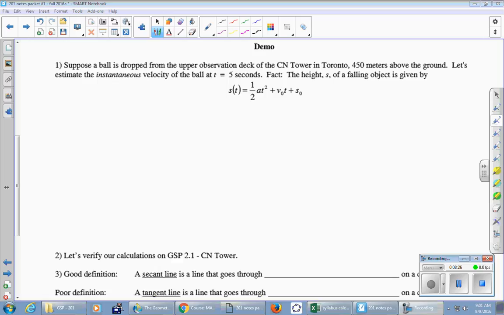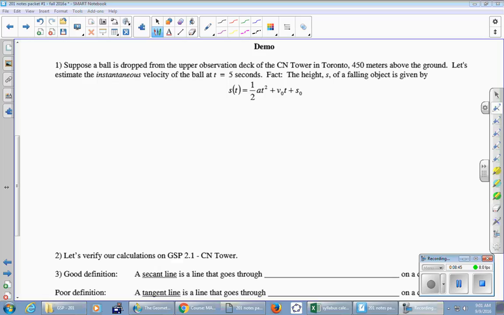Acceleration due to gravity. What does v sub 0 stand for? The initial velocity. V is the velocity and the 0 is the initial part. What does s sub 0 stand for? Initial height. S is our letter for height or distance, and again, the 0 is the initial, so initial height.